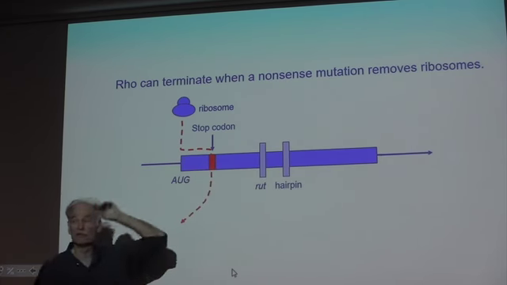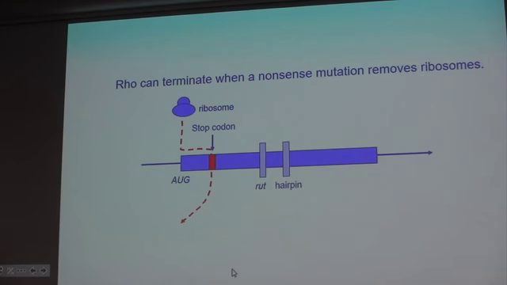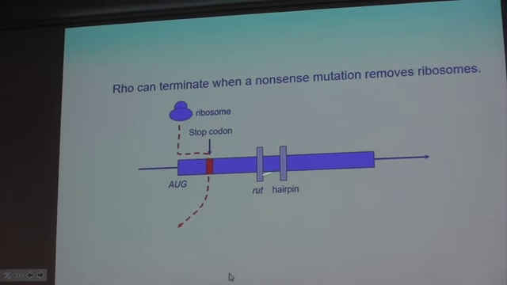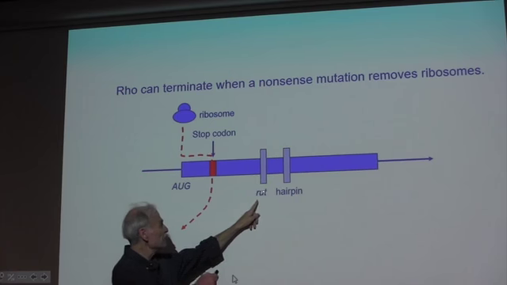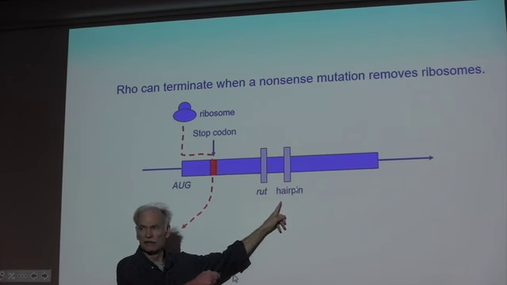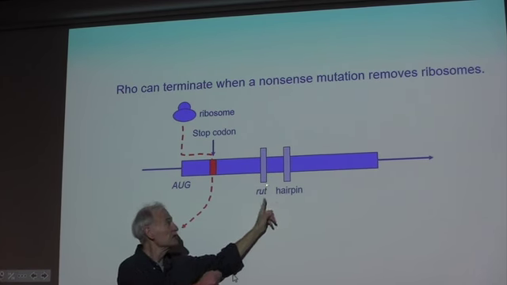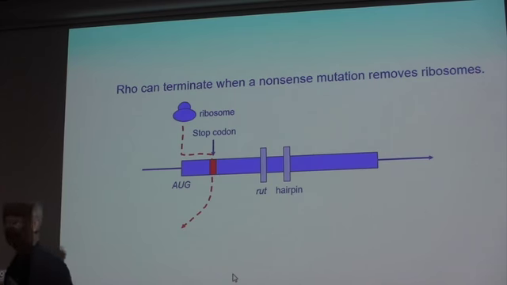This is a stop for translation, right? So the ribosome will bind, but it will come off wherever there's a stop codon, if there's an accidental one here. So this is a case where we're setting up the conditions for a polarity mutant. Because in this case, notice, you have a rut site and a hairpin. These are the two things you need to have a Rho-dependent terminator.